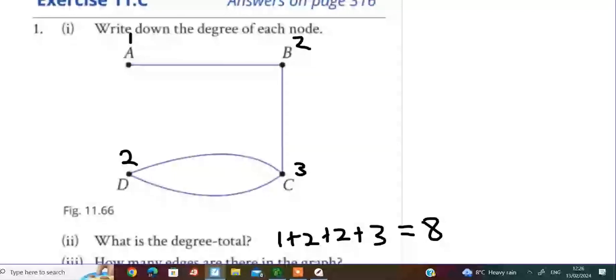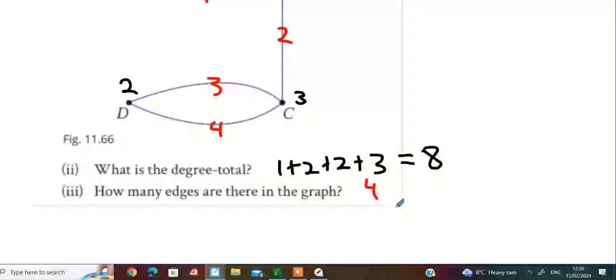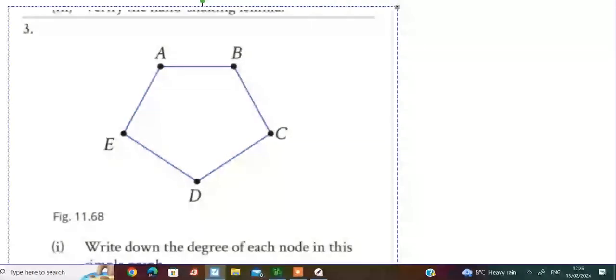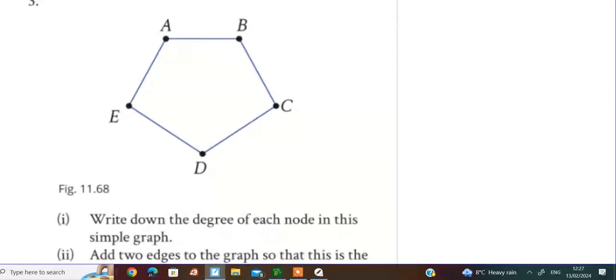How many edges are there? Well, 1 edge, 2 edges, 3 edges, 4 edges. 4 edges, and we can see that the degree total is double the amount of edges. Okay. Question 3. Write down the degree of each node of this simple graph. 2, 2, 2, 2, 2. They're all 2s.